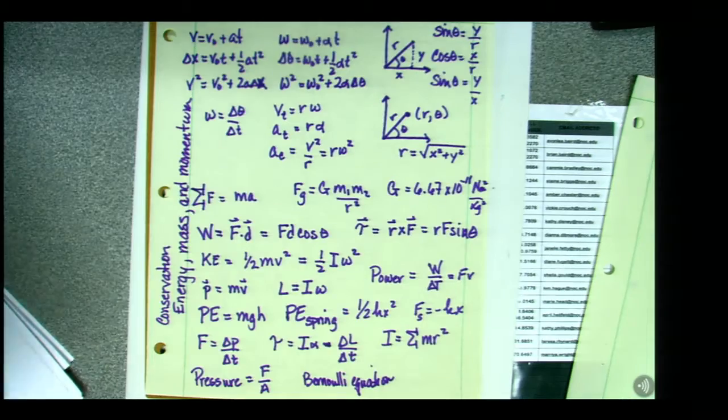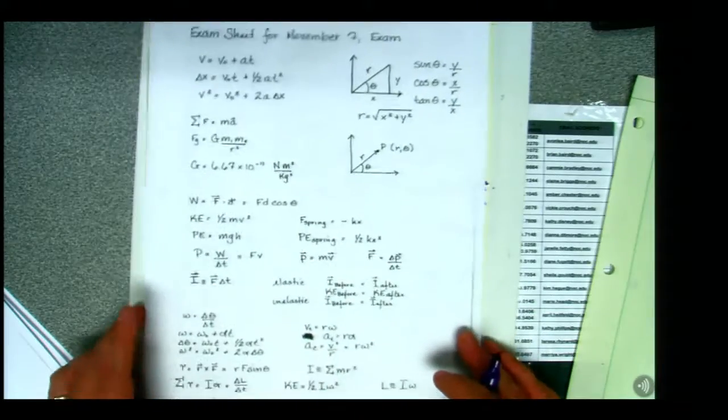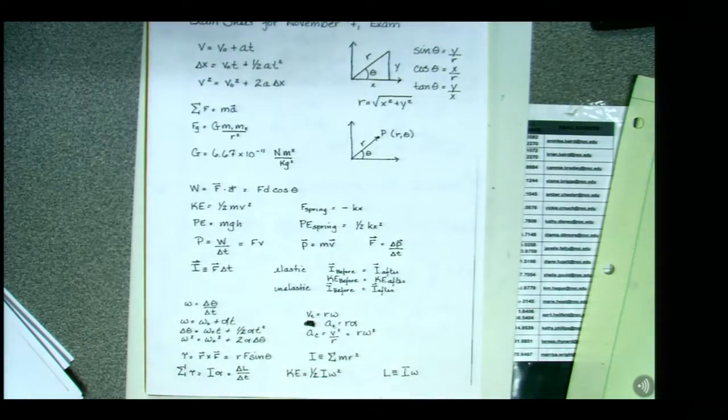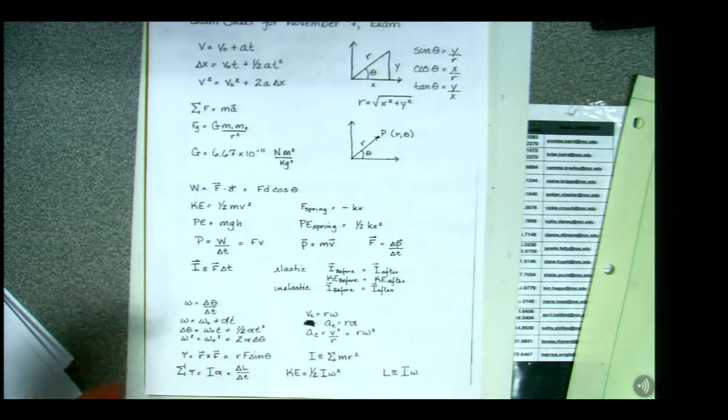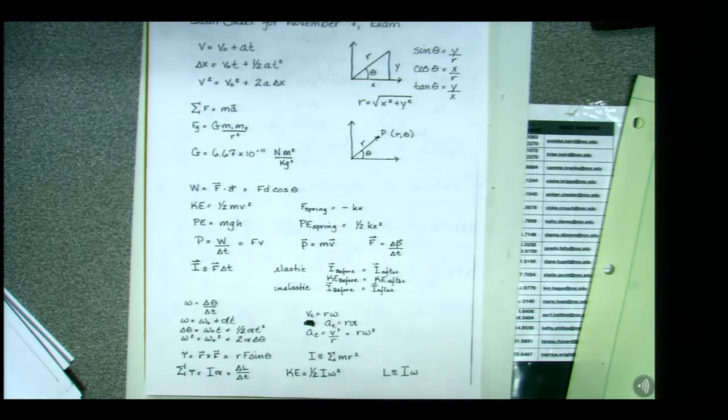I have a nice neater one. The nice neater one looks like this, because I can write it in smaller pen. And again, this particular one is missing the items associated with pressure, which is what we're going to get to in the next chapter, and Bernoulli's equation. That's what we'll end up with.